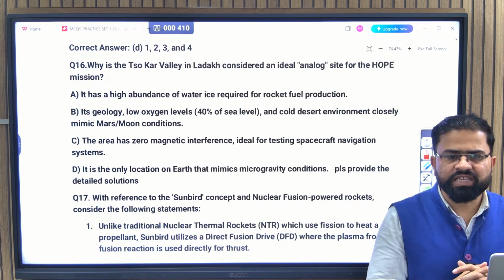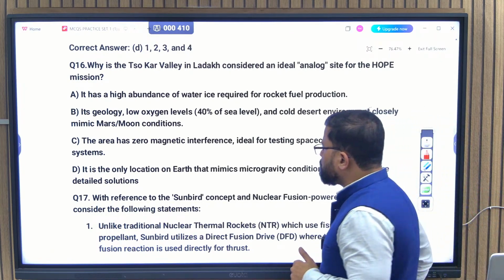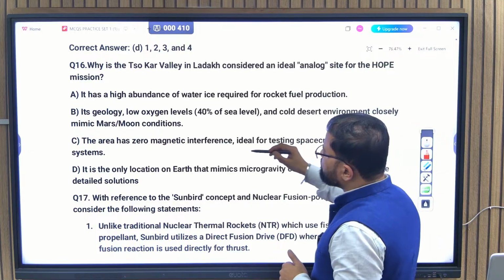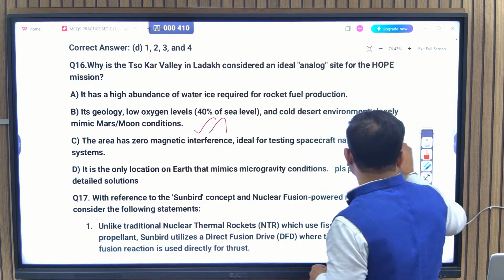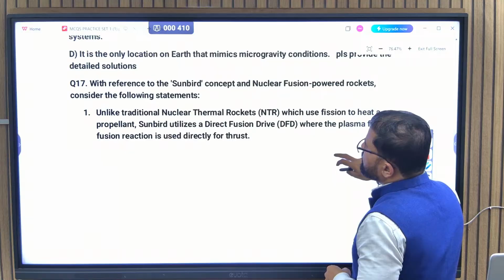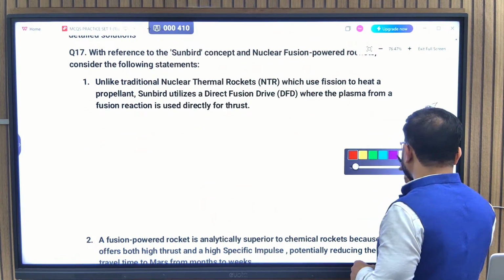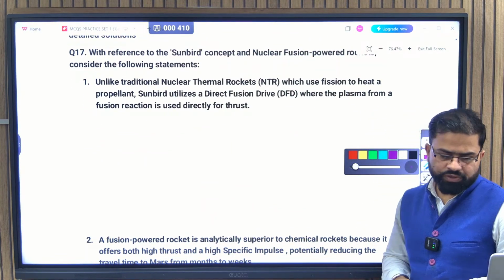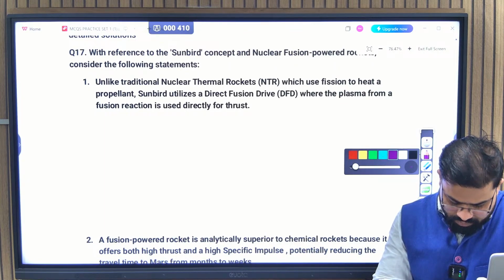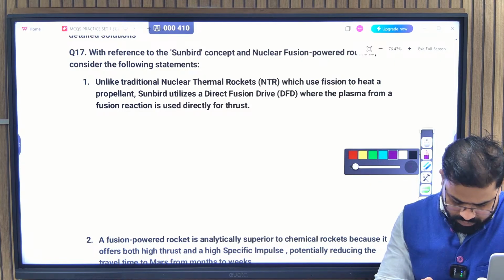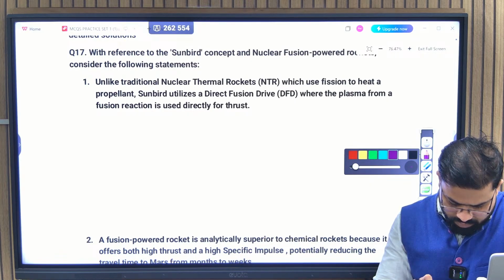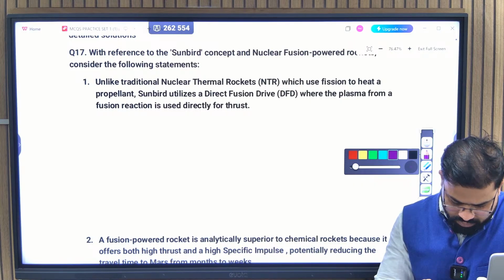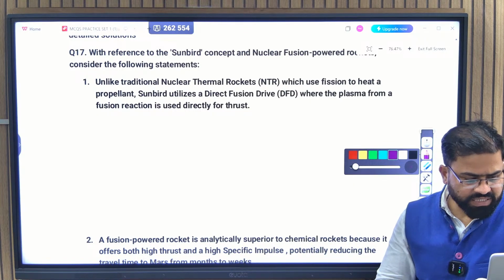That means the atmosphere is very thin over there. So its geology, low oxygen level and cold desert environment closely mimic Mars and Moon conditions. Question number 16. Okay. Question number 17. Go through the question number 17.